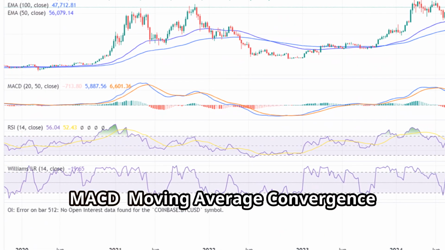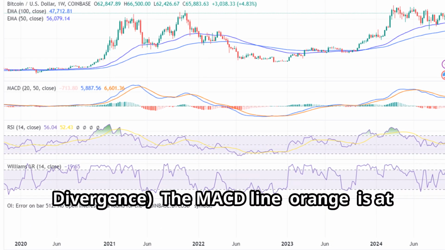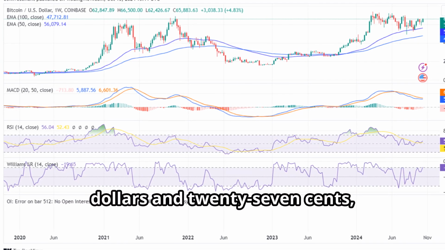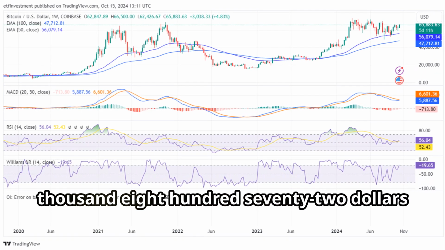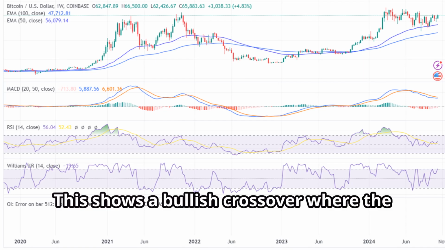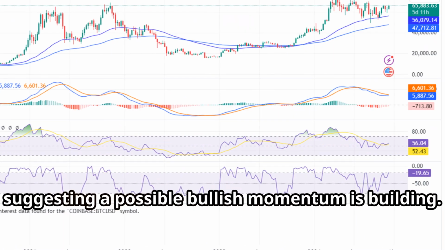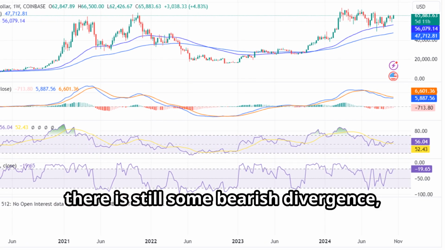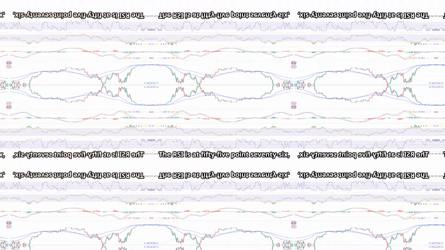2. MACD, moving average convergence divergence. The MACD line, orange, is at $6,598.27, and the signal line, blue, is at $5,872.10. This shows a bullish crossover where the MACD line is above the signal line, suggesting a possible bullish momentum is building. However, there is still some bearish divergence, shown by red bars in the histogram indicating caution.